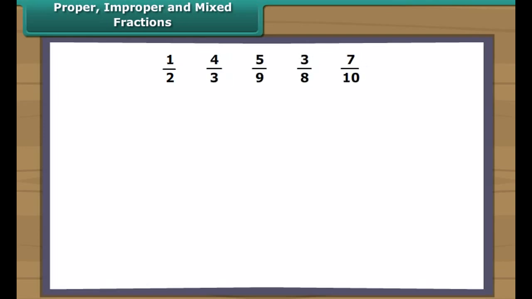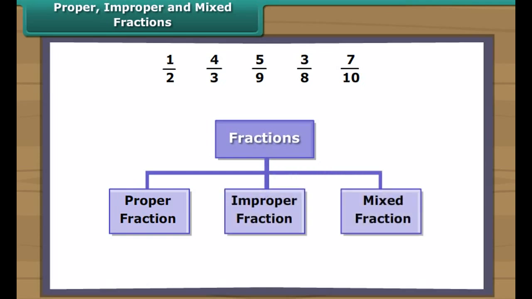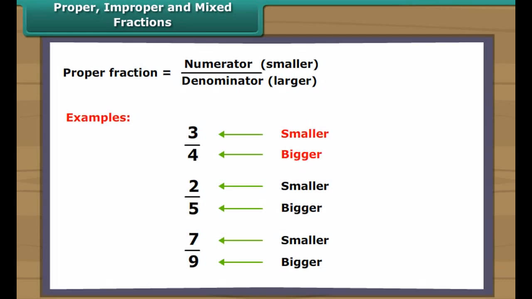We know that fraction is a number representing a part of a whole. Fractions are of 3 types: proper fraction, improper fraction, and mixed fraction. In a proper fraction, the numerator is less than the denominator. For example, 3/4, 2/5, 7/9 are the proper fractions.